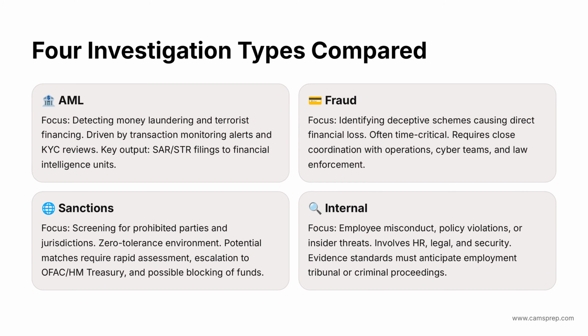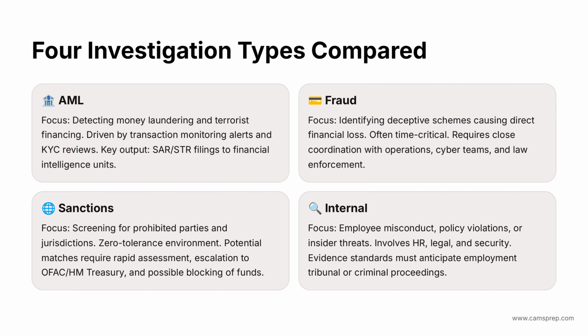Let us compare the 4 main investigation types. AML investigations focus on detecting money laundering and terrorist financing. They are driven by transaction monitoring alerts and KYC reviews, with SAR or STR filings as the key output.